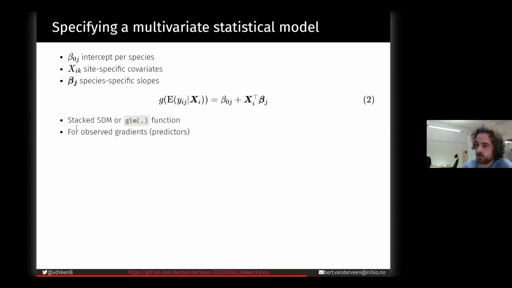And the idea is, of course, this is just a stacked species distribution model. So there are plenty of R packages that you can use to do this, but you can also just use the GLM function and fit that to multiple species at the same time. So it's a bit tedious. And you can, of course, only do it for observed gradients here.